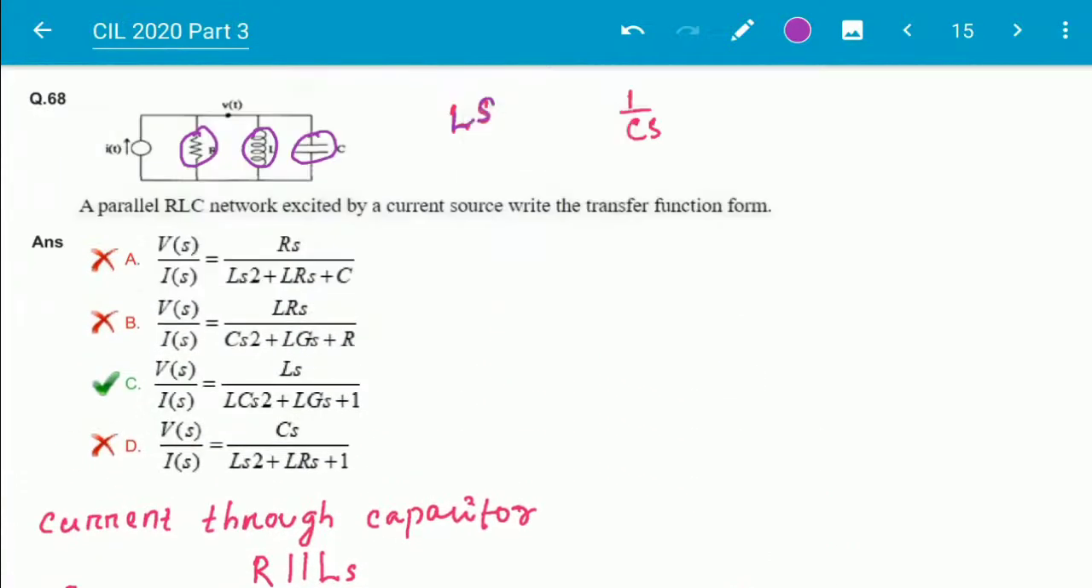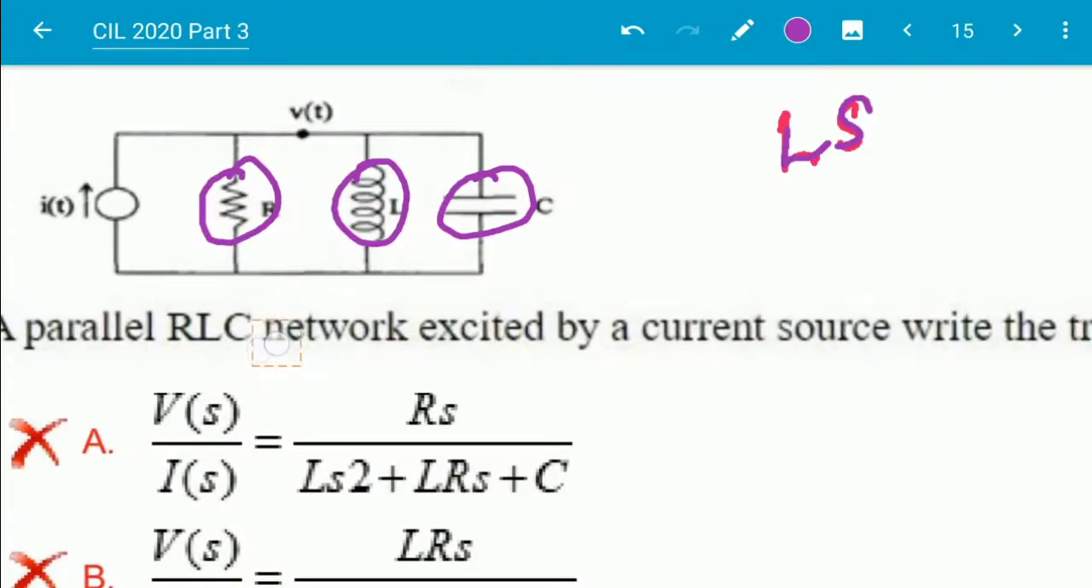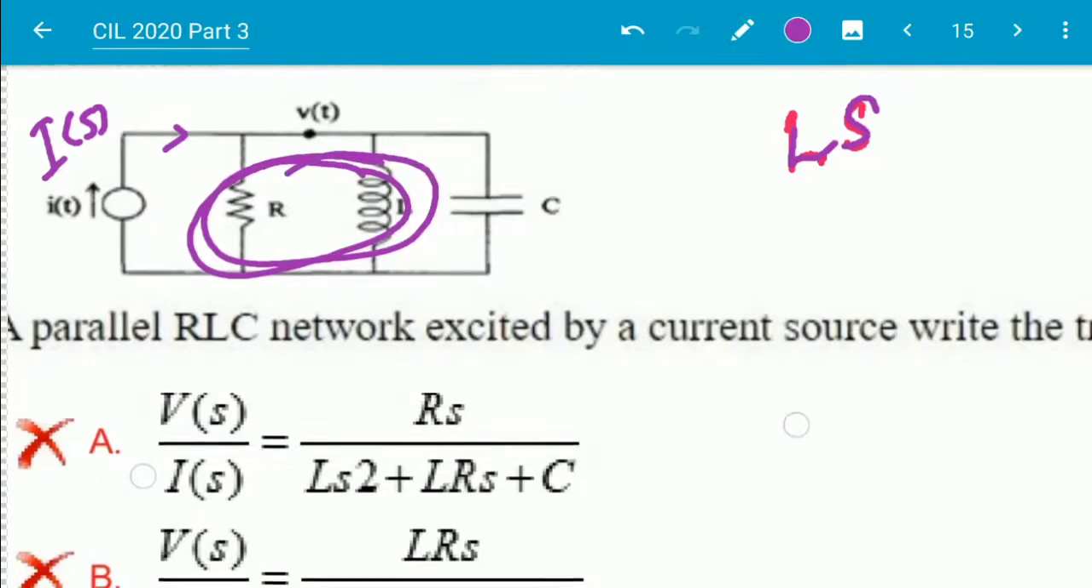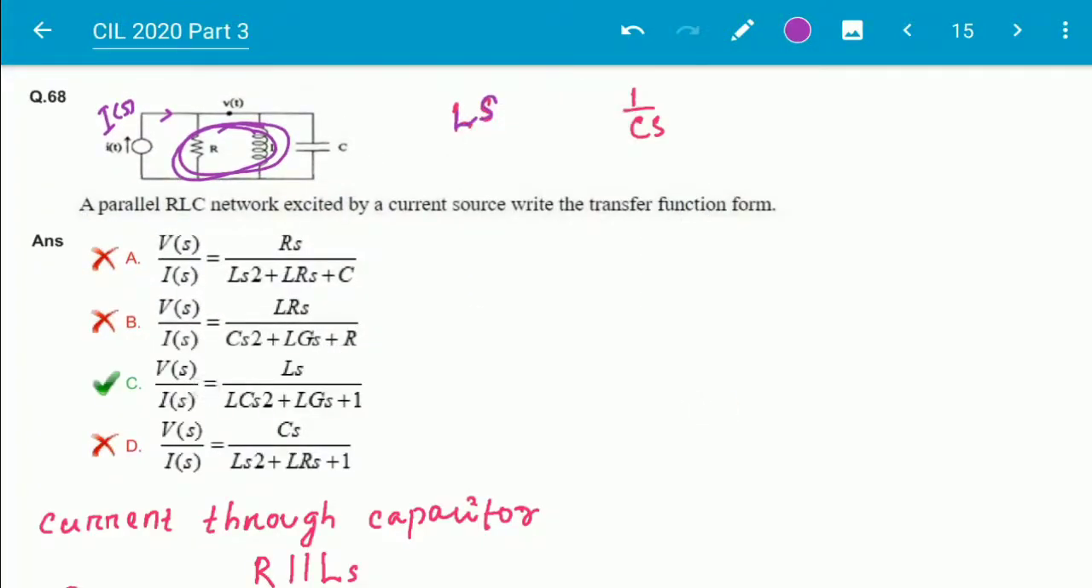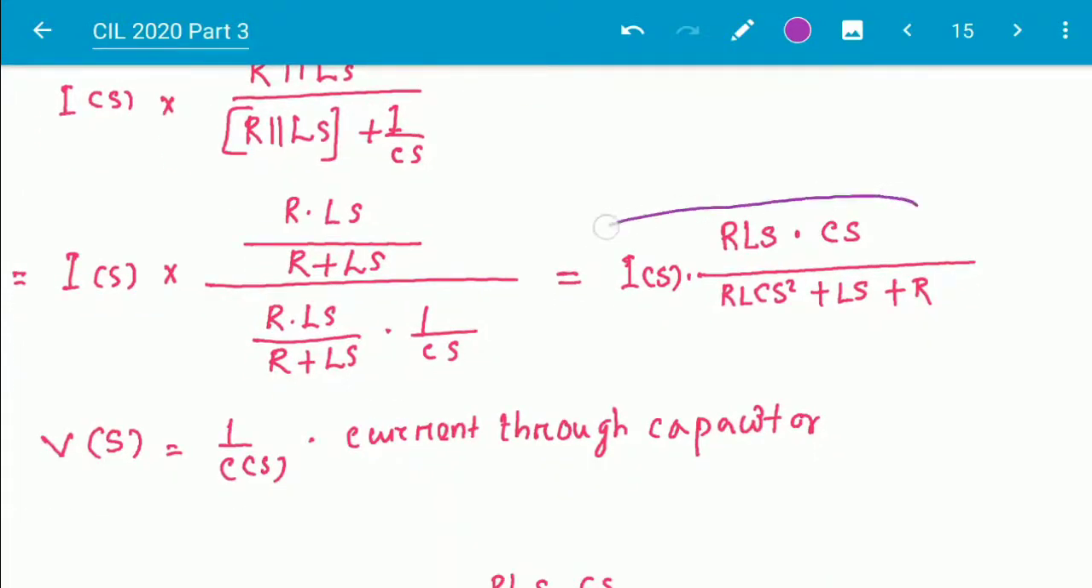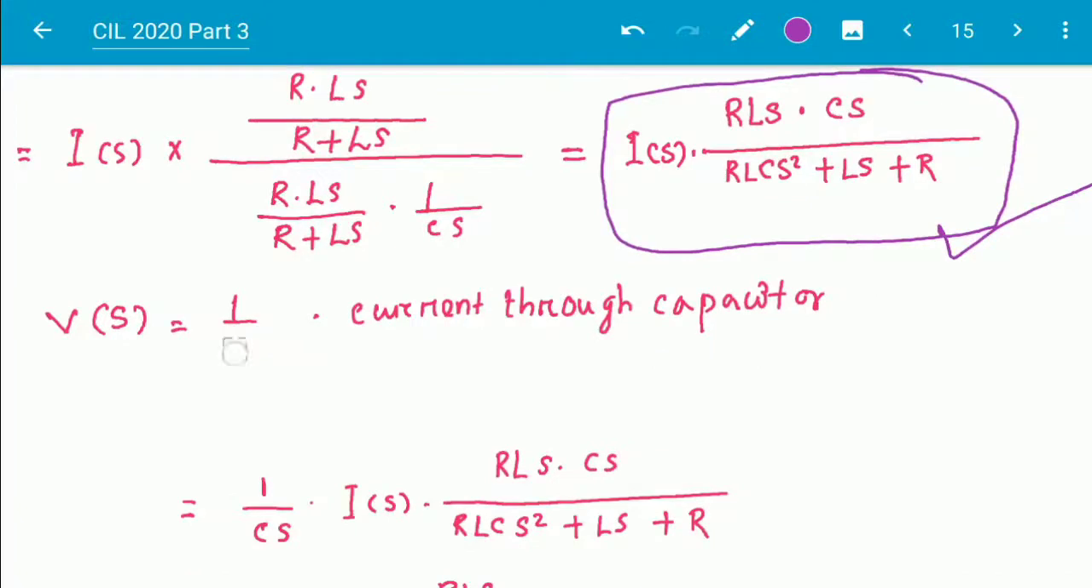Current through the capacitor will be the whole current I. Here is I, the Laplace transform of I is Is, and the opposition by the total. The opposition is R parallel Ls, divided by the total, R parallel Ls plus 1 by Cs, and this comes to this much: Is whole into RLs into Cs by RLCs square plus Ls plus R. V is the voltage across the capacitor, which can be given as 1 by Cs into the current through the capacitor, and the current through the capacitor is here. We have to multiply by 1 by Cs.